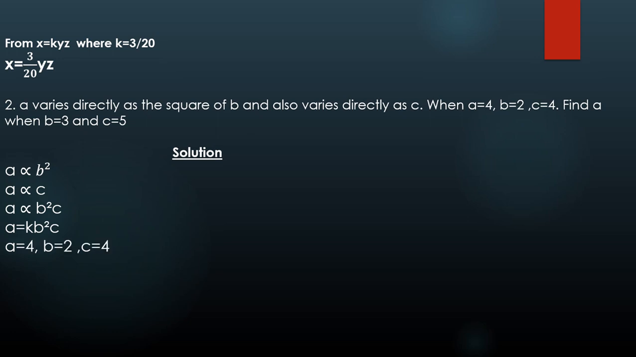Then from A equals 4, B equals 2, C equals 4, put in your values. 4 equals K times 2 squared times 4. 2 squared is 4. So 4 equals K times 4 times 4, which is 16. So making K the subject of the formula, I would have 4 over 16 as K, and that would be 1 over 4. So I've gotten my K, but I'm not done yet because I was asked to find my A when B equals 3 and C equals 5.